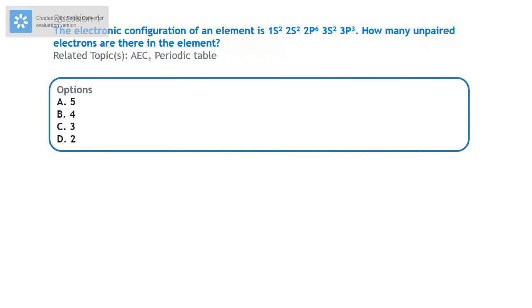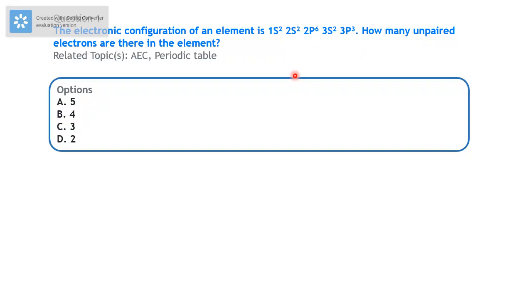Alright, first question here on atom, elements, and compounds. The electronic configuration of an element is given as this. How many unpaired electrons are there in the element? So we have this electronic configuration in the SPDF notation.